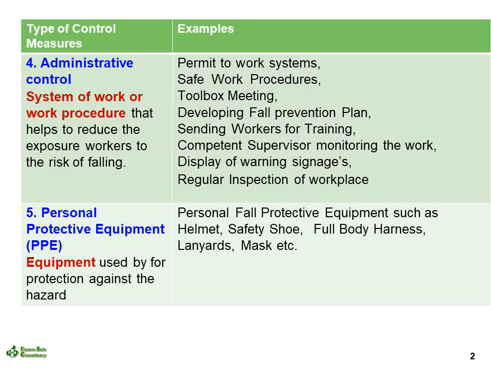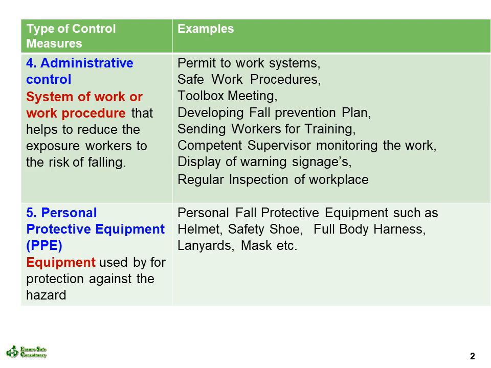Examples. Permit to work systems, safe work procedures, toolbox meeting, developing fall prevention plan, sending workers for training, competent supervisor monitoring the work, display of warning signages, regular inspection of workplace.